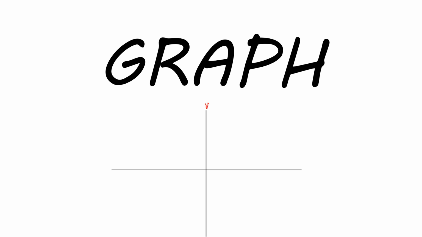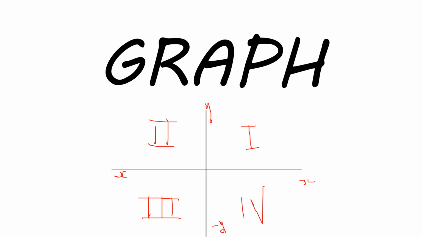So basically, this is called the y-axis and this is called the x-axis. In the first quadrant, everything, including the x-axis, is positive. The y-axis is also positive. In the second quadrant, y becomes negative and x is positive. In the third quadrant, both are negative. And in the fourth quadrant, x is positive and y is negative.